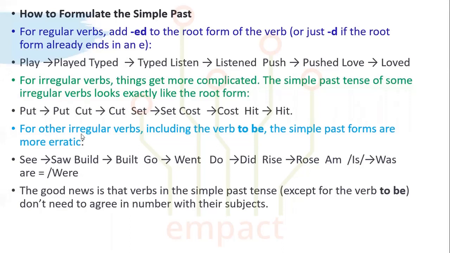The other group, which we call irregular verbs, means those verbs that never take ed and do not stay as their base form. They will change. For example, see. If I change see into the past form, it will be saw. Build, built. Go, went. Or do, did. Or rise, rose. Am and is, whenever we change them into past, they will be was, and also are will be were. All right, these are the verb to be's basically.